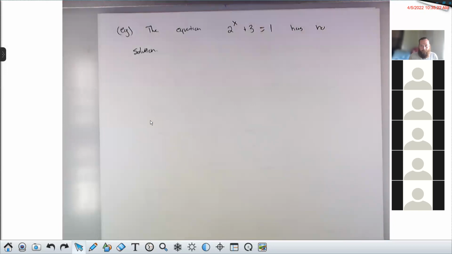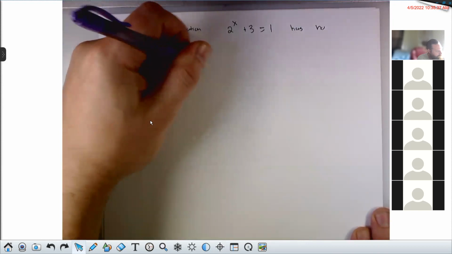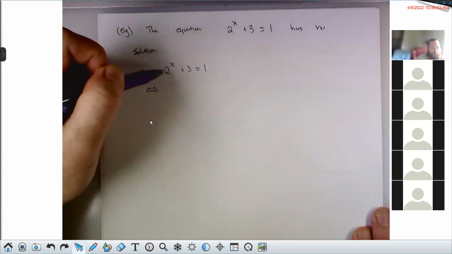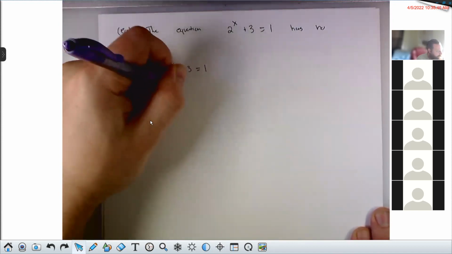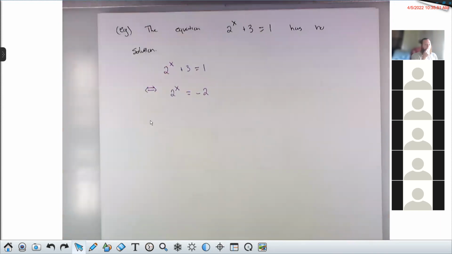This equation has no solution. I claim there is an inherent domain issue here. And you'll see it. If I take 2 to the x plus 3 equals 1, and I follow my procedure, here's the exponential term. I want to isolate that. So I'll subtract 3 from both sides. 1 minus 3, that's -2. Is there any power to which I can raise 2 to get -2 out? It might take a second of thinking.